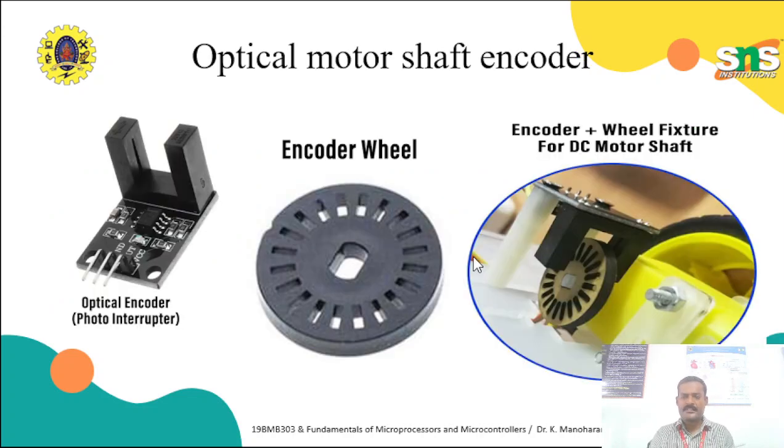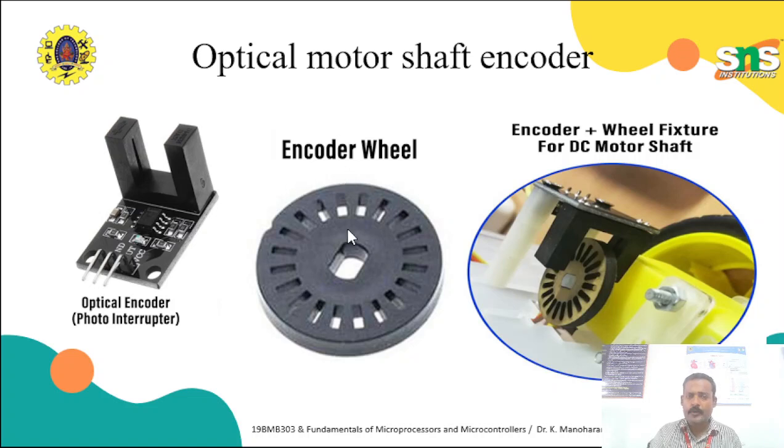Look at this interface. This is the optical encoder. We have two things: on one side a transistor, and on the other side an LED. Once the LED is turned on, its light falls on the transistor base, so the transistor will be turned on. By using it we get signals.